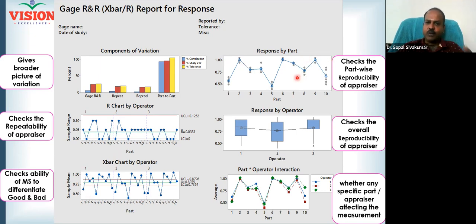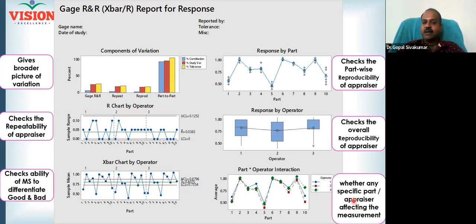And now the fourth graph, response by part. 10 parts, every part, there are about 9 readings. It checks the part-wise reproducibility. It checks the part-wise reproducibility, not operator-wise reproducibility. Part-wise reproducibility. It checks the overall reproducibility.